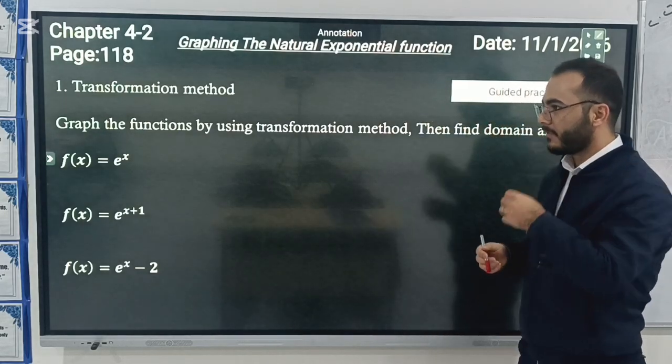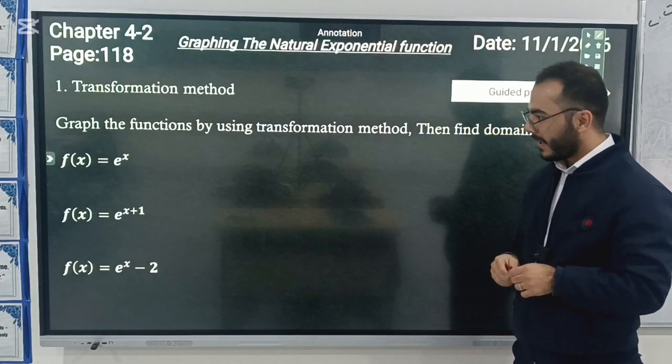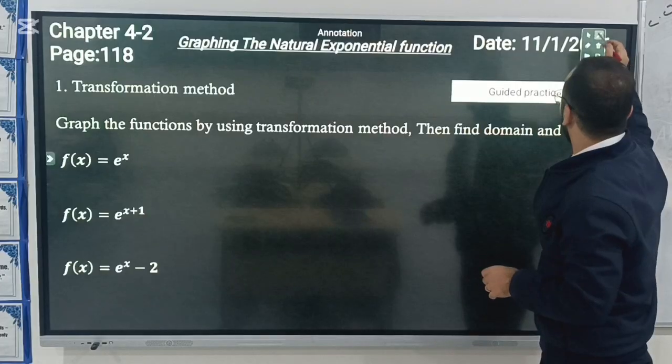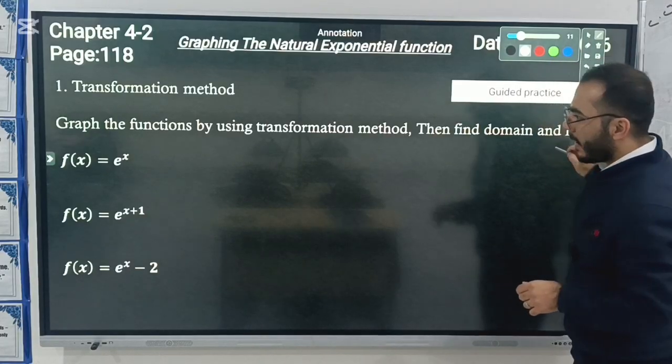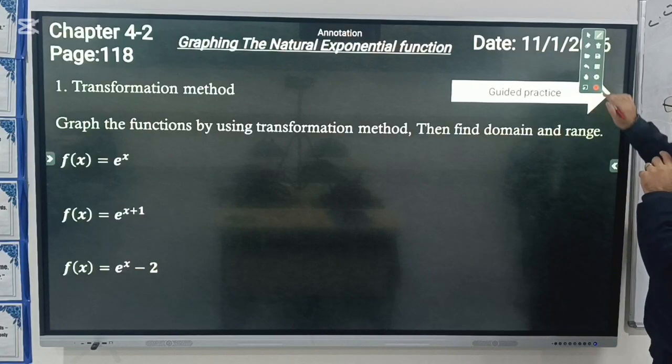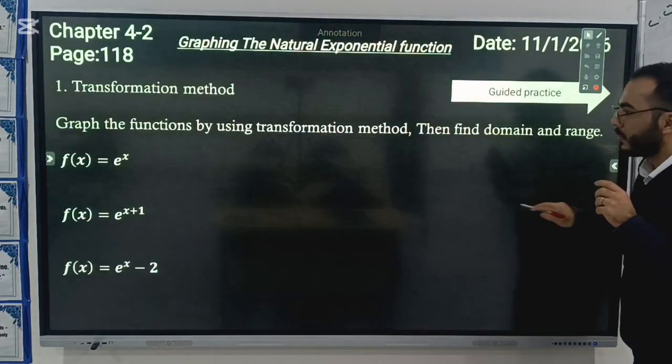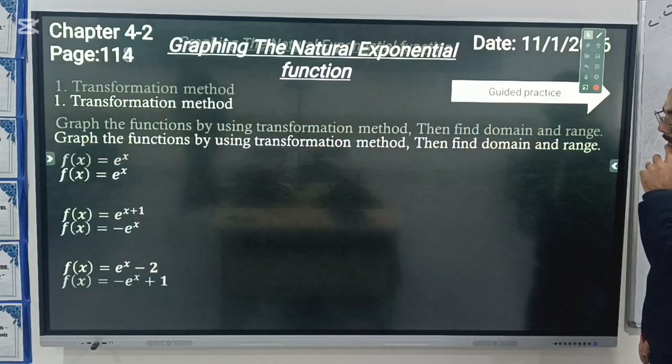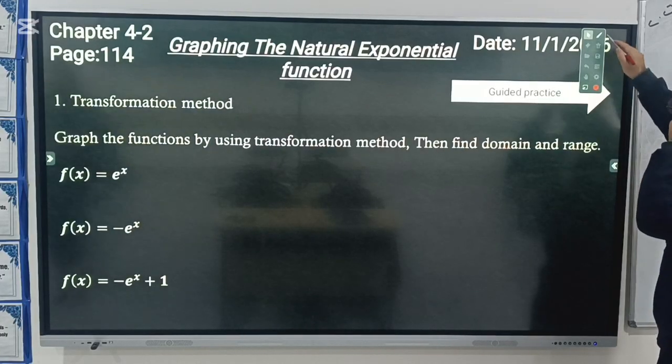But let's just continue from now and from this slide again. I guess we did this one, so let's just move to the next slide. We have got different graphs of different functions to graph. All right, we have got 3 more graphs.